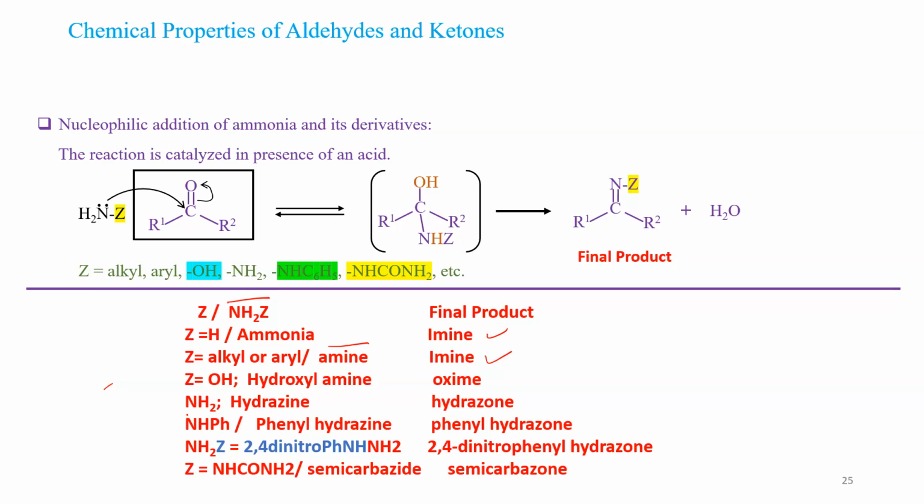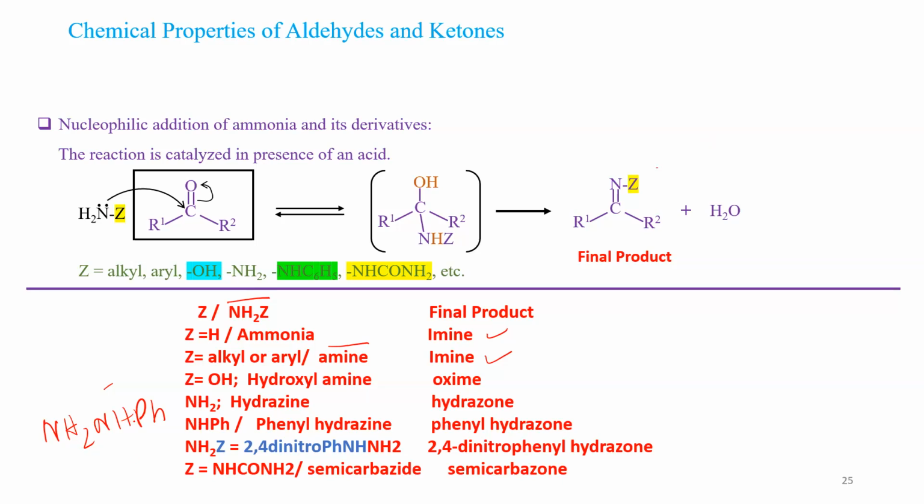When Z is equal to NH2, NH2Z will become NH2NH2. It is called hydrazine. When Z is equal to NH2, the product will be called hydrazone. And if Z is equal to NHPh, NH2Z will become NH2NHPh, where Ph is a benzene ring. This is called phenylhydrazine. If Z is NHPh, the product is called phenylhydrazone.